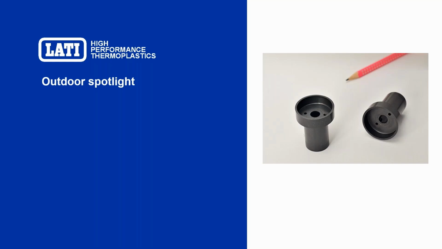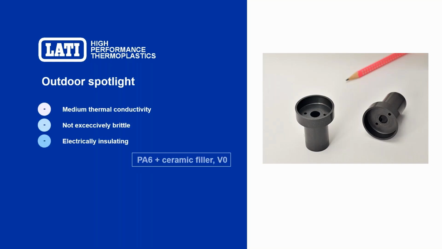The last case history is this outdoor spotlight. In this case, we selected a polyamide 6 with ceramic filler, a self-extinguishing version, because it was not necessary to have a high thermal conductivity, but electrical insulation. The material had to be electrically insulative and self-extinguishing, as already told. And also, they expected it to be not excessively brittle.